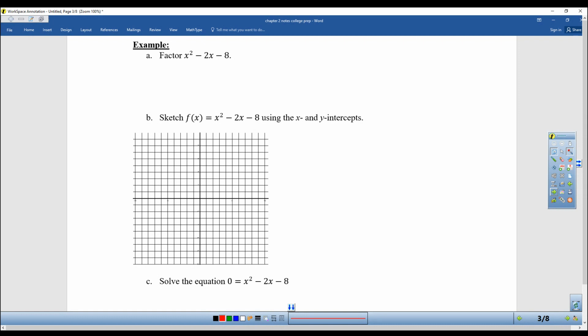So first, let's factor x squared minus 2x minus 8. Remember, factoring is just reverse FOIL. So the first times the first makes the first. The last times the last makes the last. So I definitely need either 1 and 8 or 2 and 4. There's not that many choices for 8. But the inners and the outers have to add up to -2x.